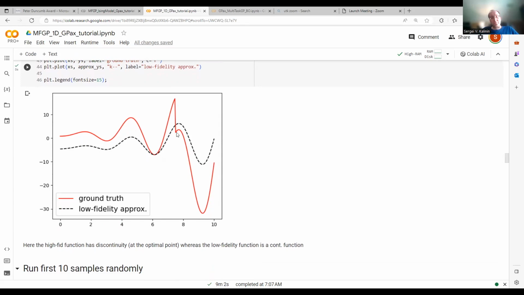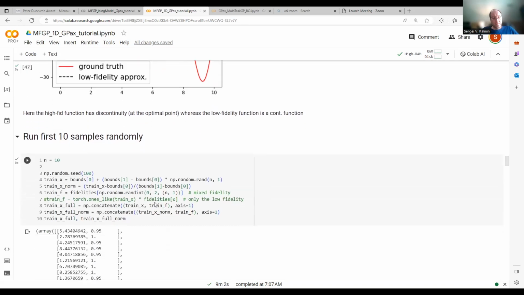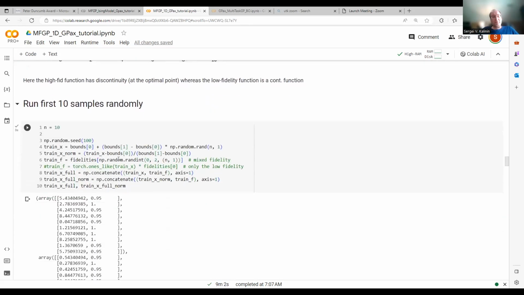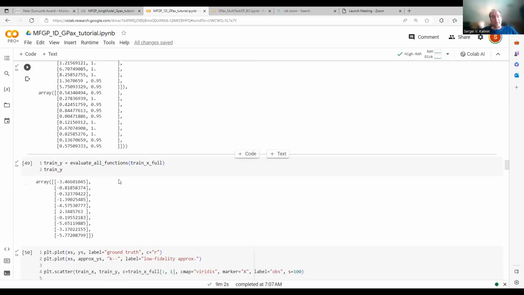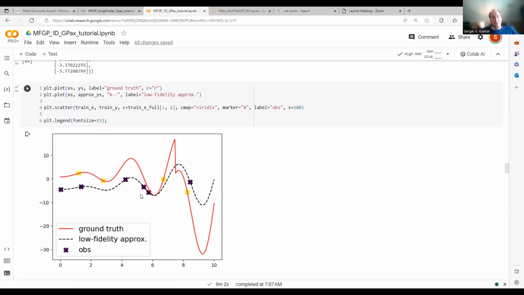This is our ground truth. So basically, we want to use this function in order to help us discover the red function. So the way we proceed about it, again, let's experiment. Let's start with selecting 10 random samples.